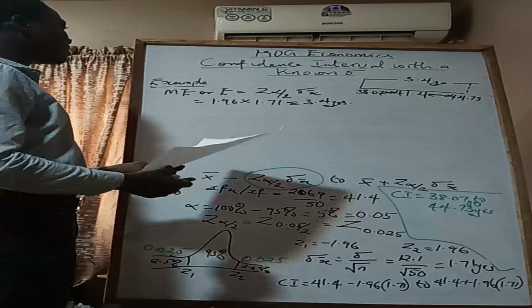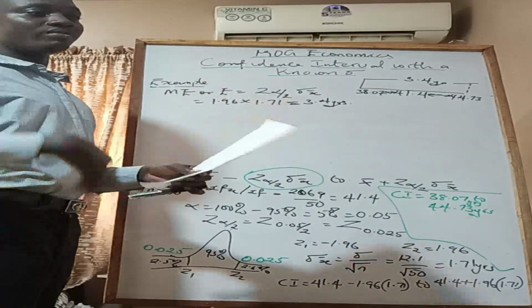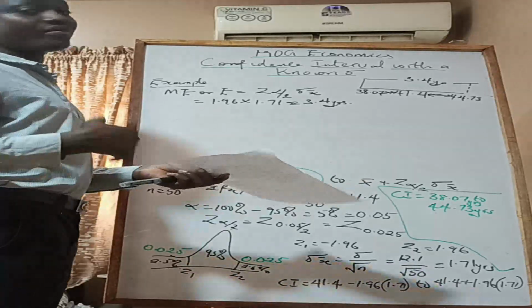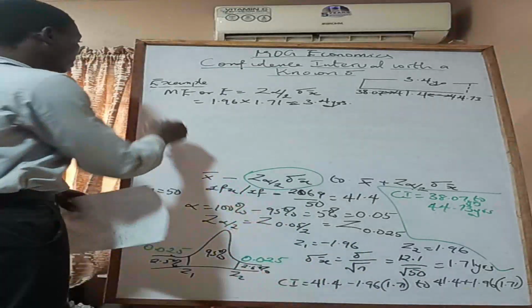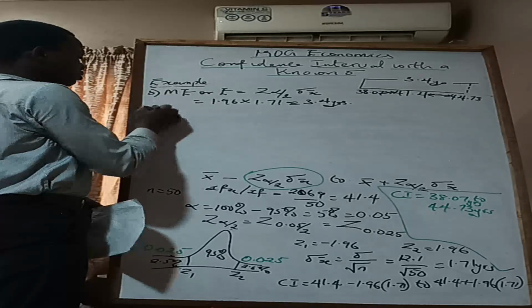So the next thing is, what if our confidence level was 90%? What does that affect? Of course, it doesn't affect other things. It only affects your Z score. Let me call this one B.